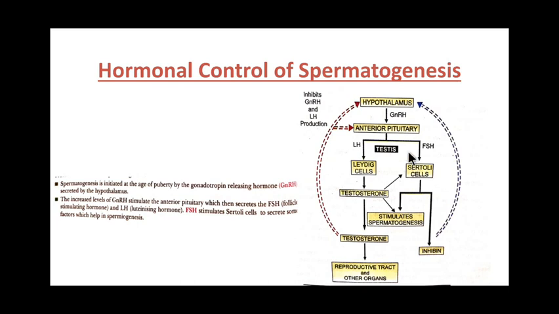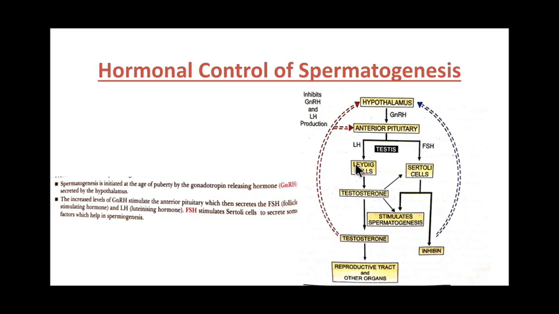Now spermatogenesis starts at the age of puberty, that is between 13 to 16 years of age in boys, and the gonadotropin releasing hormone, GnRH, is a hypothalamic hormone. So it stimulates the anterior pituitary to produce two gonadotropins. One is the luteinizing hormone and the other one is the follicle stimulating hormone.